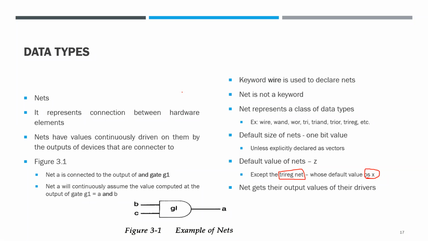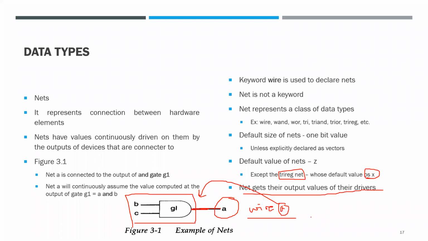Nets get their output values from their drivers. If you just look at this example, here we have an AND gate, and this is the net. For example, I have written it as wire A. So A will be getting its value based on how this AND gate is driving this wire. Net gets its output values from its drivers. That is, in this case, A is being driven by this AND gate.